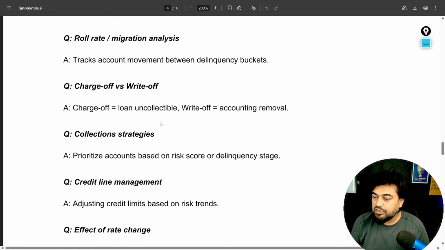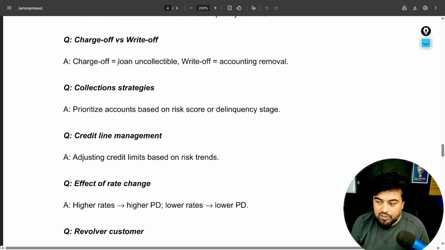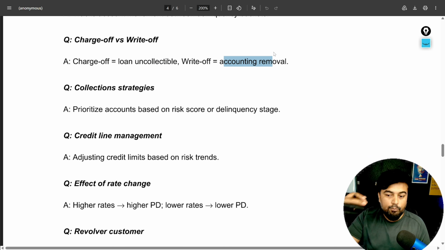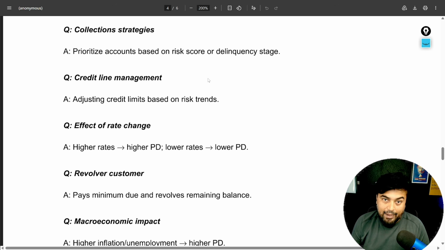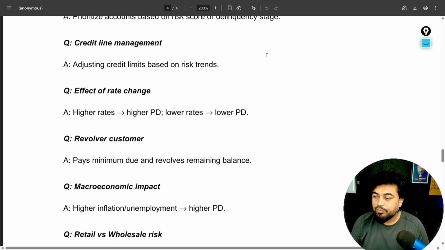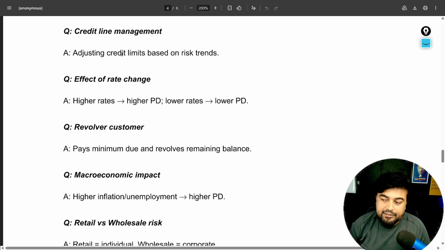Okay. So charge off versus write off. Charge off means the loan is uncollectible. Now we cannot collect the loan for so and so reason. Write off means accounting removal. In the books of the bank, you will show that the loan has been written off. It's a loss. Then collection strategies. What are the collection strategies which banks follow? So prioritize accounts based on the risk score and delinquency stages. That's why we track the delinquency. It's a very important aspect. Then credit line management, like adjusting the credit limit based on the risk segmentation and the creditworthiness of the customer.